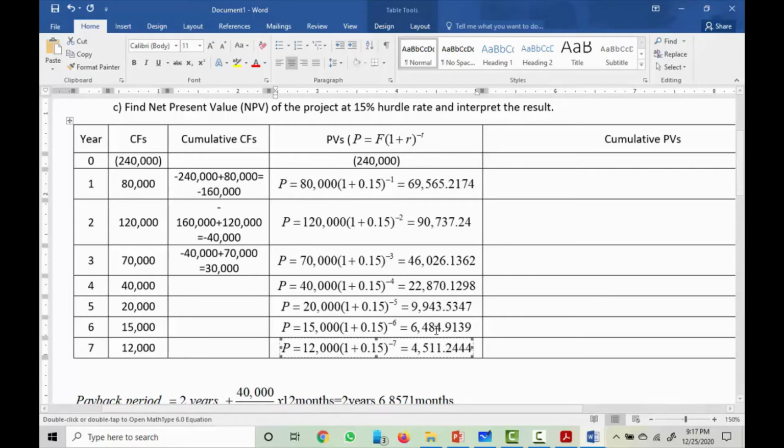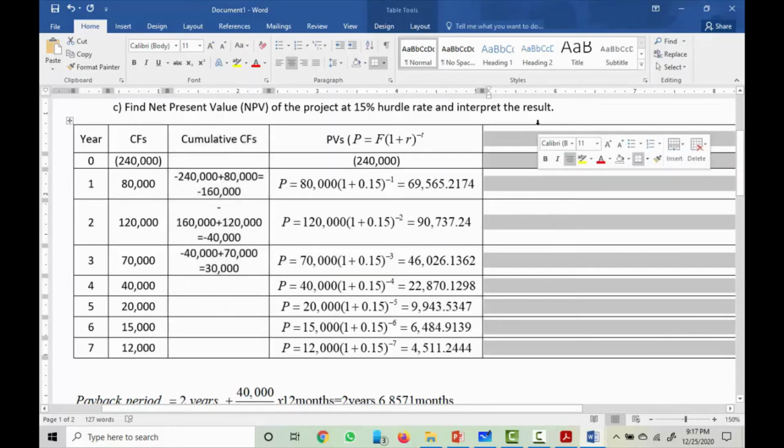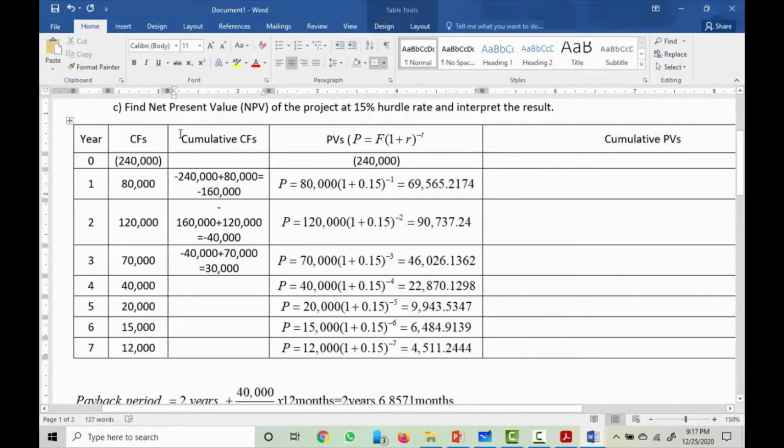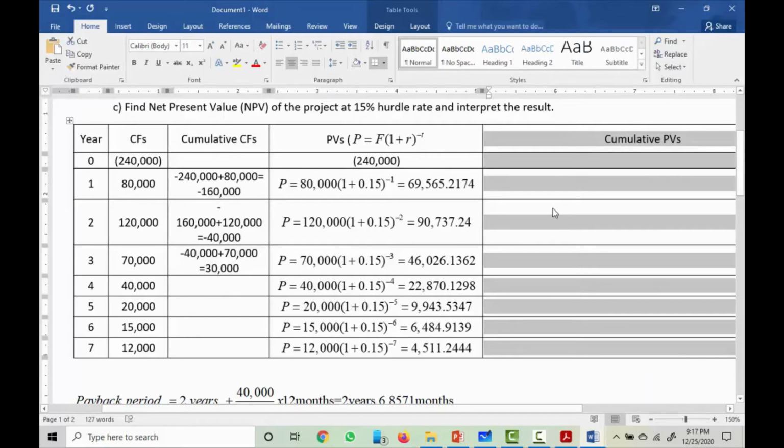To find out the discounted payback period, always remember: when we wanted to find out the payback period, we calculated cumulative cash flows. Now we want to find out the discounted payback period. So similarly, we need to calculate cumulative values.